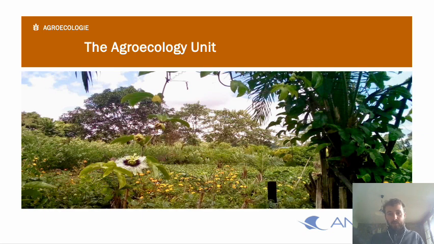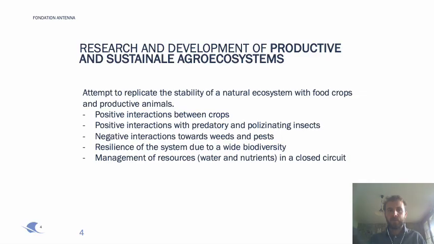I am head of the agroecology unit, which is one of the units at Antenna Foundation. So we have different units. We have a unit working on WASH, which is water and hygiene. We have an energy unit, a nutrition unit, and so on. So I am head of the agroecology unit, and I will start with a small summary of what we do in order to introduce this lecture.